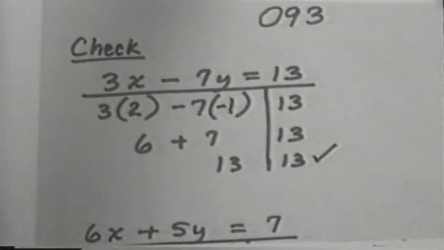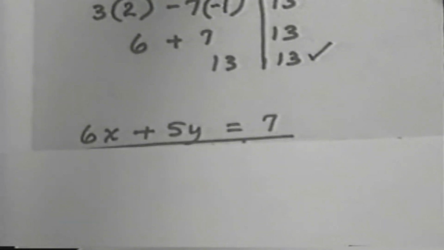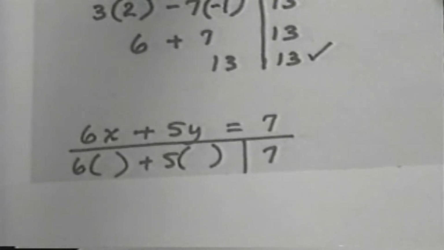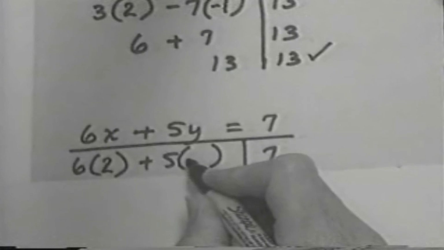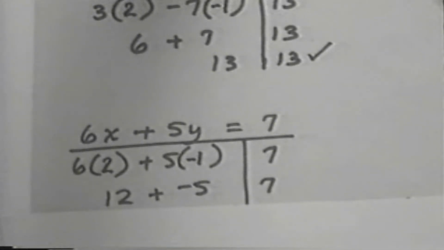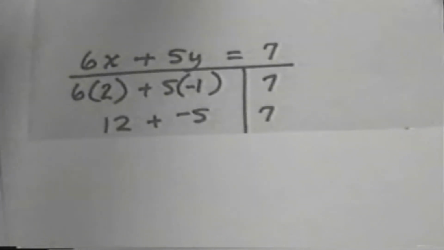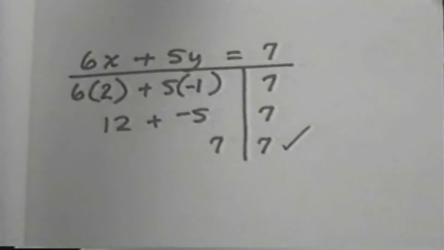For the other equation, 6x plus 5y equals 7. We have 6 times the x expression plus 5 times the y expression equals 7. The x expression is 2. The y expression is negative 1. Simplifying on the left-hand side, we get 12 plus negative 5. On the right-hand side, we have 7. 12 plus negative 5, or 12 subtract 5, is 7. We get 7 equals 7, which is correct.